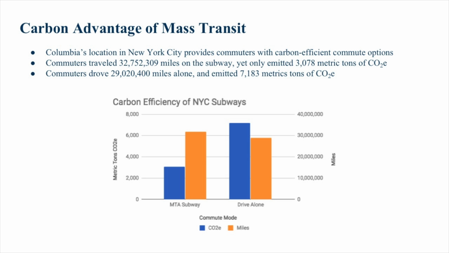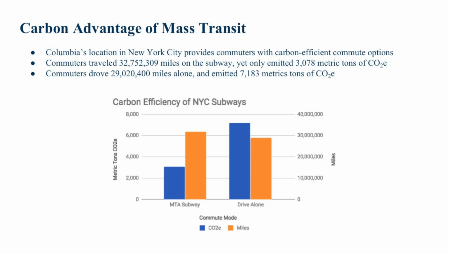Columbia's location in New York City is unique, and it provides its affiliates with a wide variety of carbon-efficient commute modes versus if we were a rural university, whereas if you don't live within walking or biking distance of campus, you're going to have to drive alone, which isn't very carbon-efficient. And just kind of highlight the difference that has on the commuting carbon footprint.